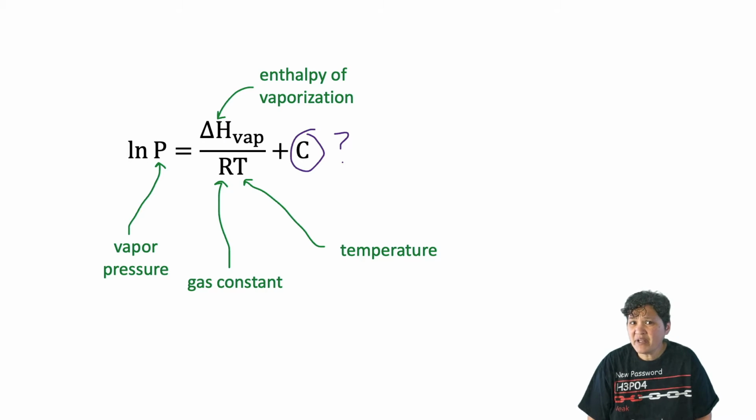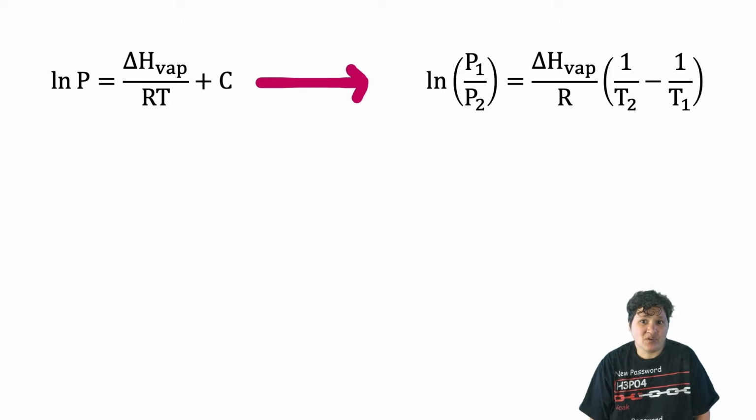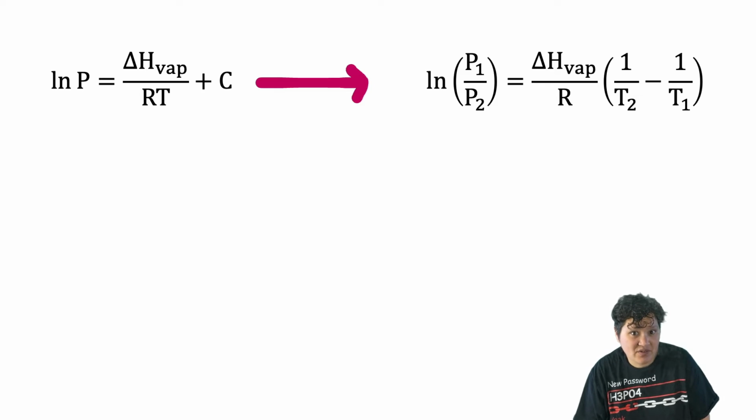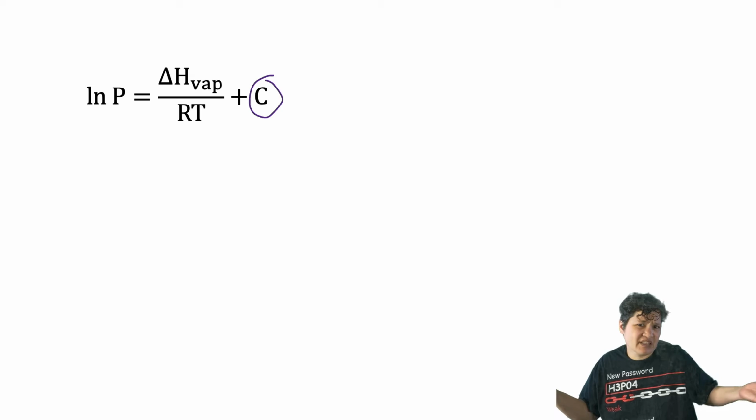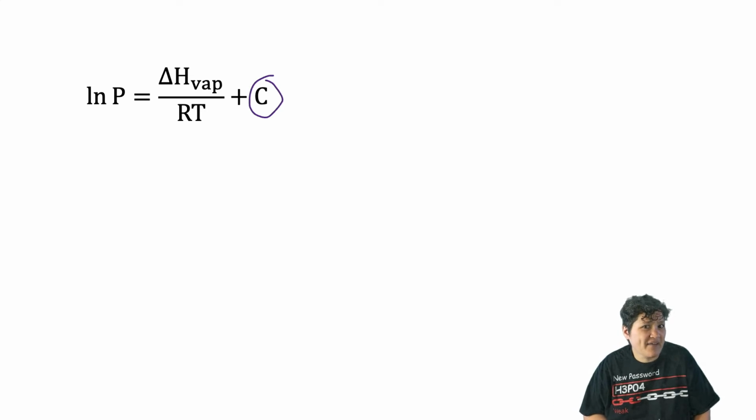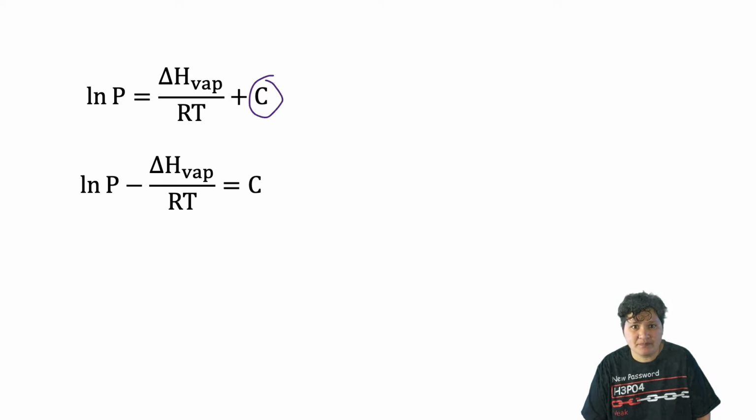So how can we know what it is? Well, with the two-point equation, we don't have to know. So again, how do we get there from here? First of all, let's rearrange this equation so we have that pesky constant on one side, and we'll put everything else on the other side.